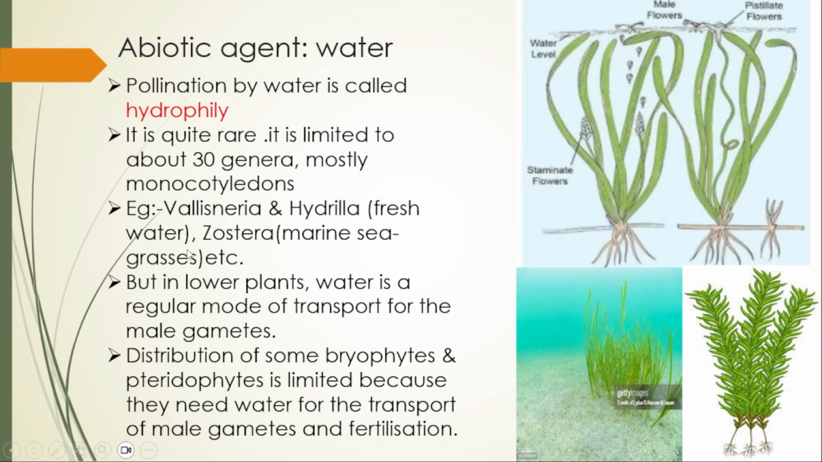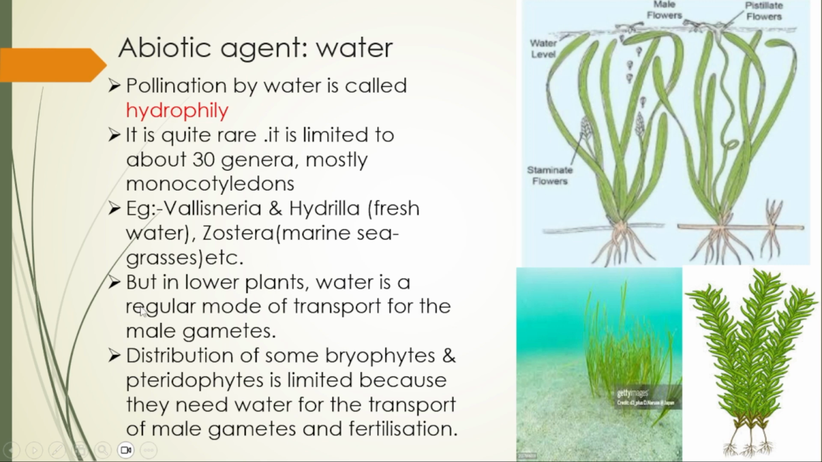The best examples for that are Vallisneria, Hydrilla and Zostera. Among Vallisneria, Hydrilla and Zostera, these two are freshwater and Zostera is marine. So keep in mind, we have already seen many questions on this example. Vallisneria and Hydrilla are freshwater, don't get confused there, and Zostera is the marine seagrass.